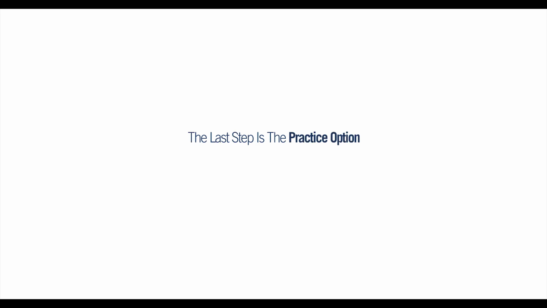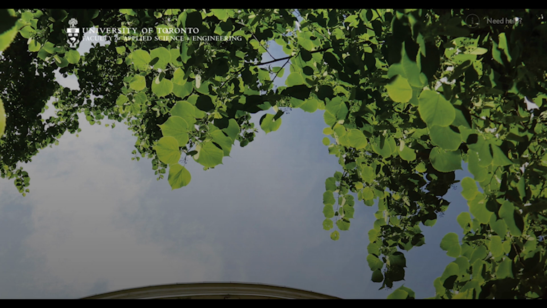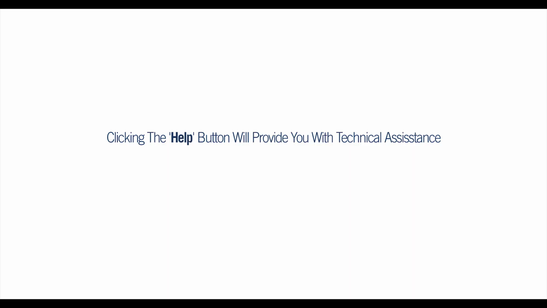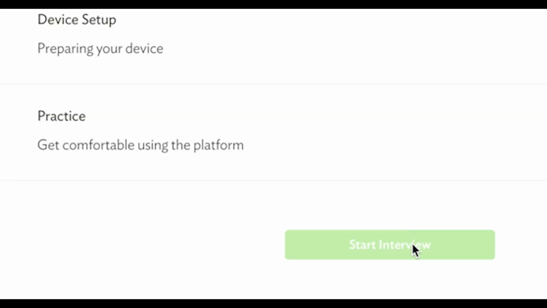Note, the last step will provide you with a practice option, which will allow you to get comfortable with the platform. You can complete as many practice rounds as you wish before you begin. If you are running into any issues, there is a help button on the top right-hand corner. You'll be able to connect with us via email or a live chat to help solve any issues you may have encountered. Once you are ready, at the bottom of the page is a green button that will read Start Interview. Click that button to start your interview.